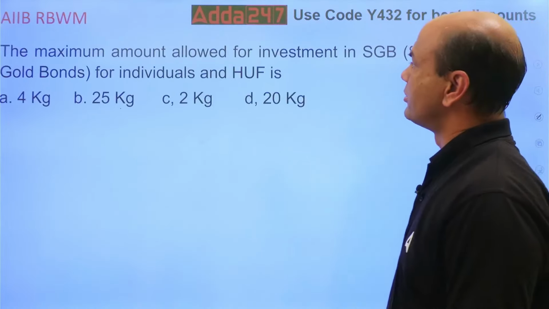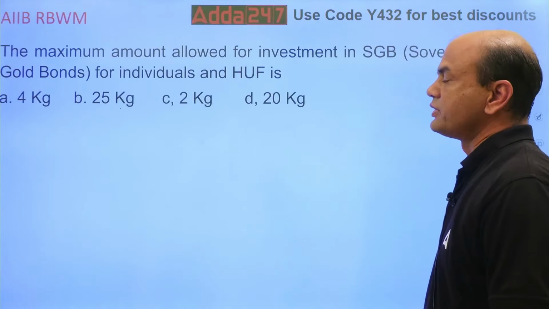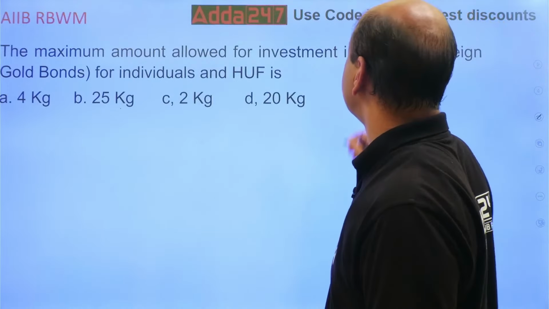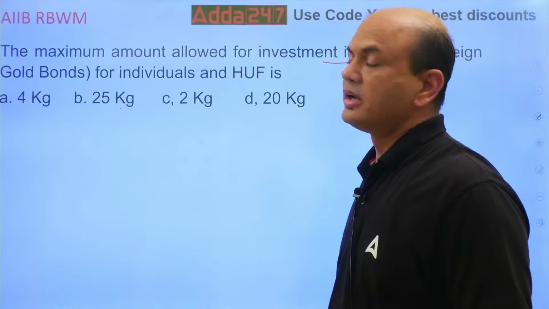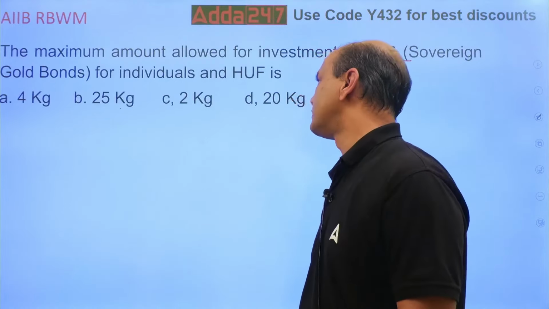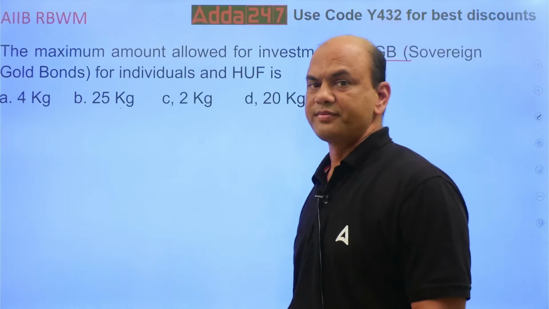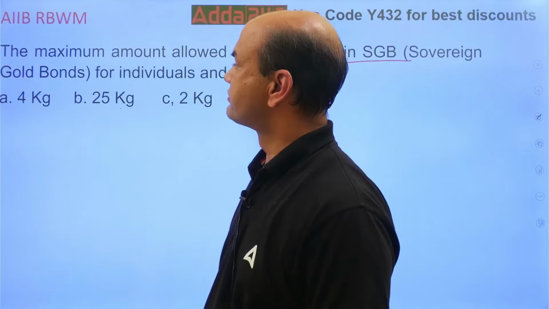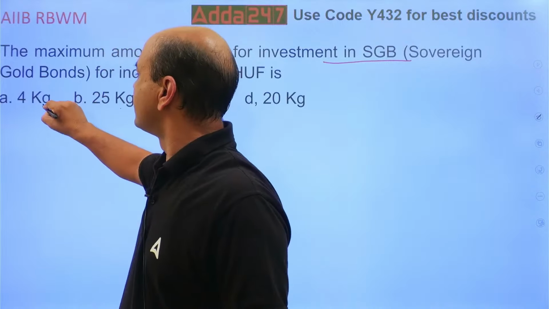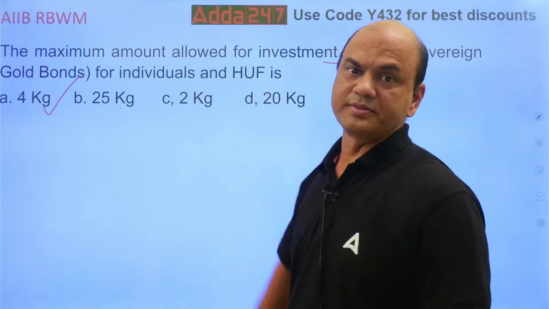The maximum amount for investment in SGB, sovereign gold bonds, for individuals and HUF is. So what is the maximum amount of investment in SGB for individuals and HUF? 4 kg, 25 kg, 2 kg, 20 kg. For individuals and HUF, it is 4 kg. If you are a trust, then you have 20 kg.